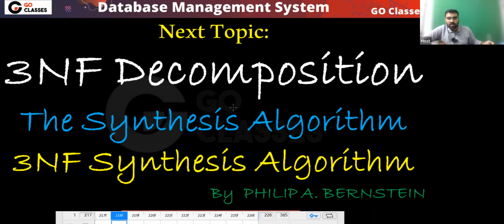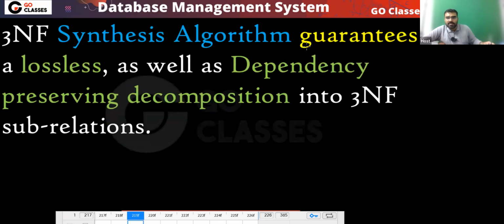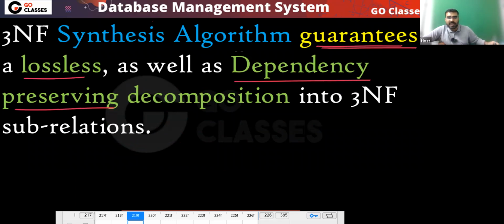But anyway, this synthesis algorithm is given in all the textbooks, whether you study Navathe, Korth or Ullman, whatever book you study. So for the 3NF decomposition, we will see this synthesis algorithm, and what this will guarantee is lossless as well as dependency preserving. There are many more algorithms.